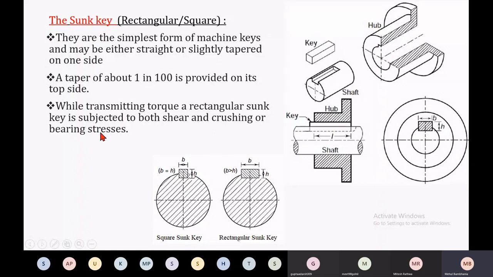In the case of a sunk key, when we design the sunk key, it is generally subjected to shear stress and crushing stress. These two different types of stress are experienced by this sunk key. We will look into that at a later stage when we design the sunk key, so right now it is not needed.